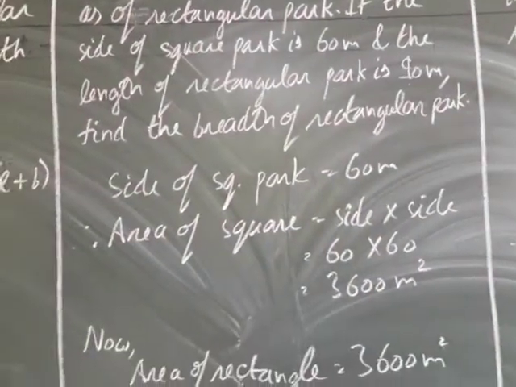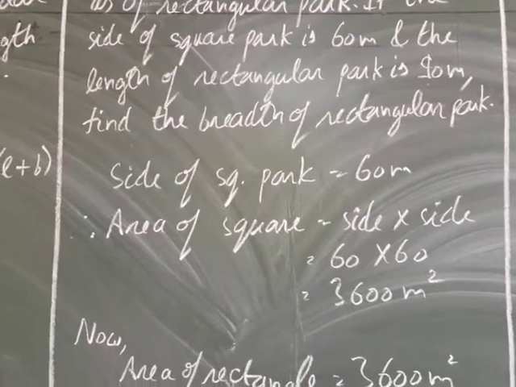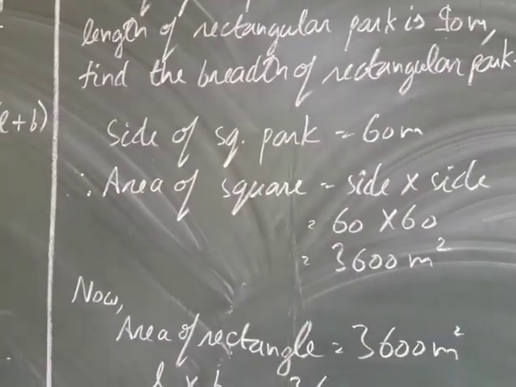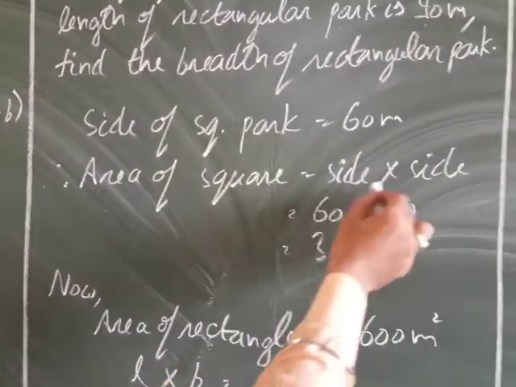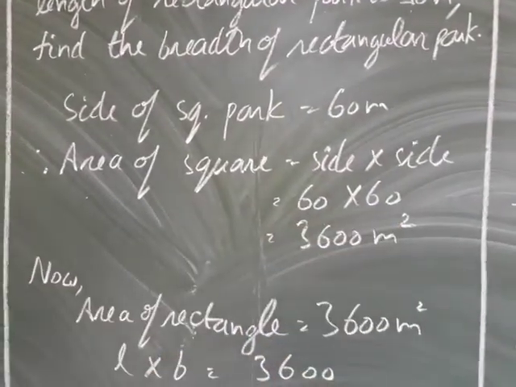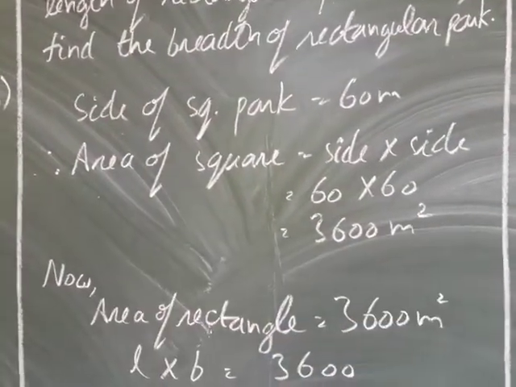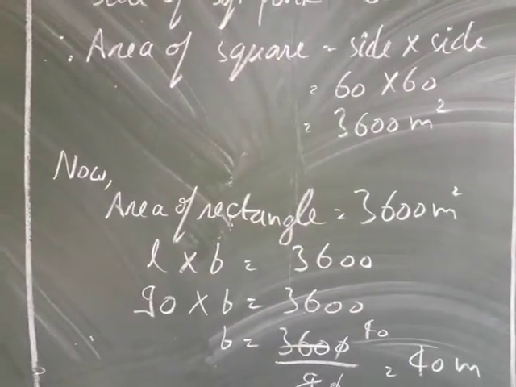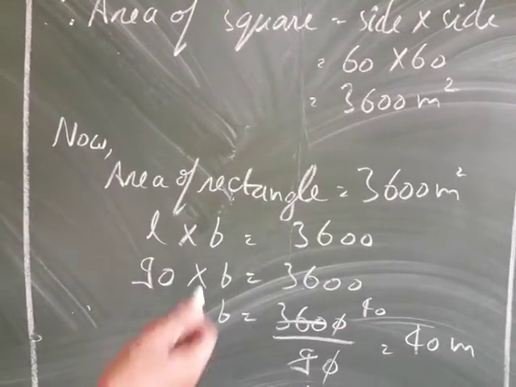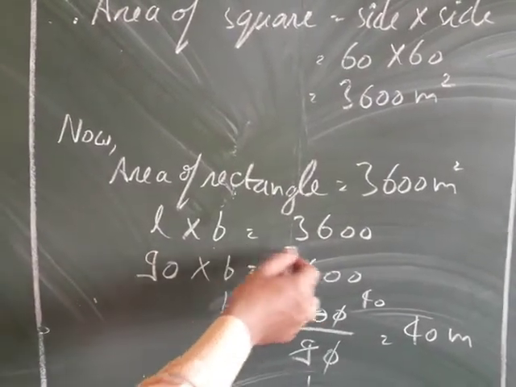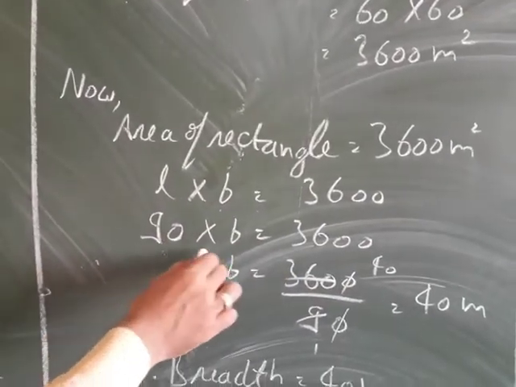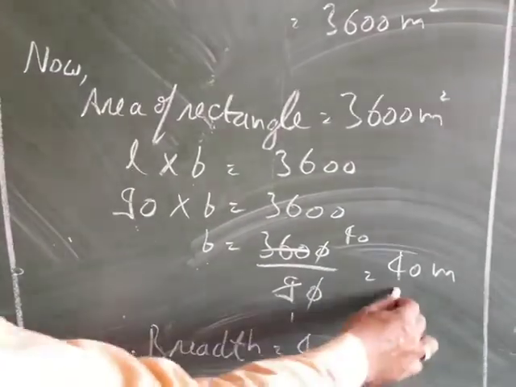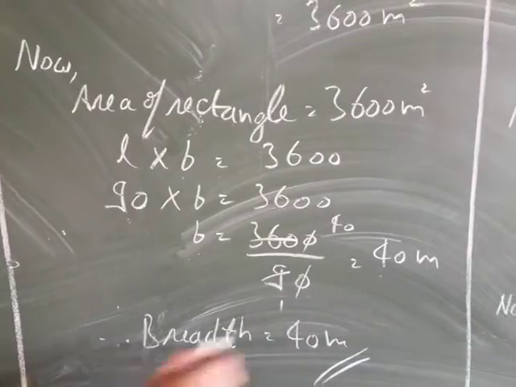So see students, first line only, that area of square park is same that of rectangular park. So side of square park is given, that is 60 meter. So first you will find area of square, that is side multiplied by side. So 60 multiplied by 60, you will get 3600 meter square. Now area of rectangle will also be 3600 meter square. Why? As it is given in question that area of square park is same that of rectangle. So area of rectangle is length into breadth equal to 3600. Length is given 90. 90 into B equal to 3600. So B equal to 3600 divided by 90. You will get 40 meter. That is breadth equal to 40 meter.